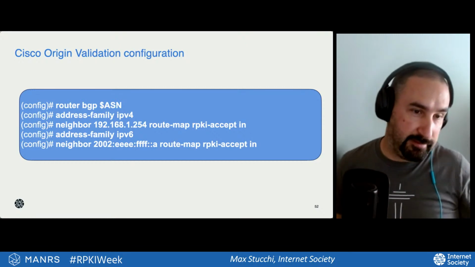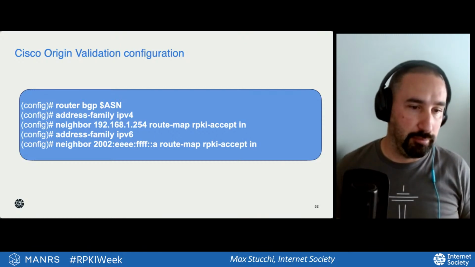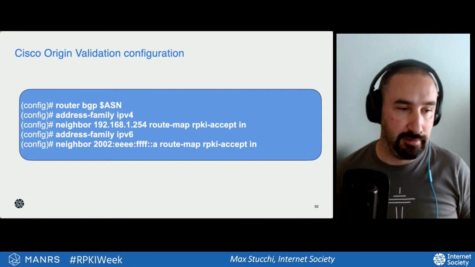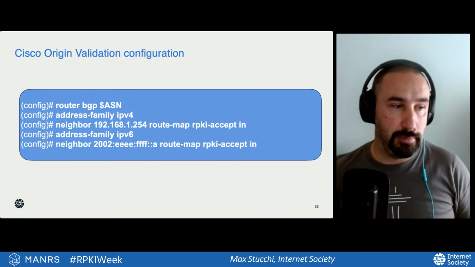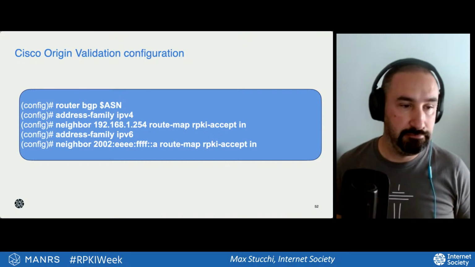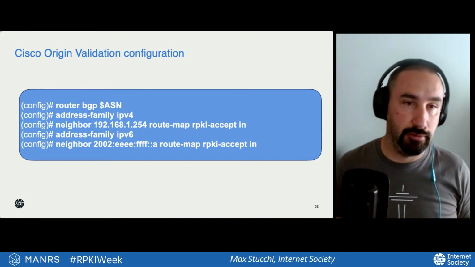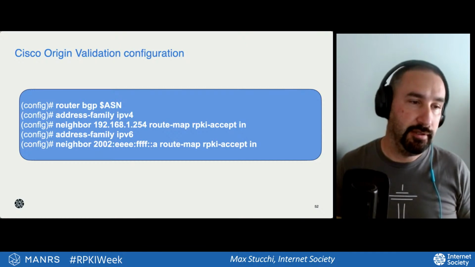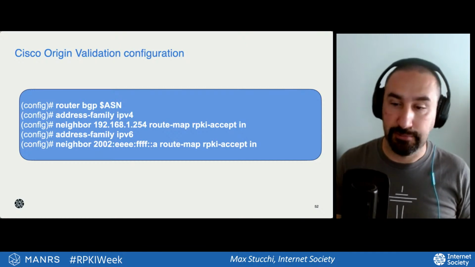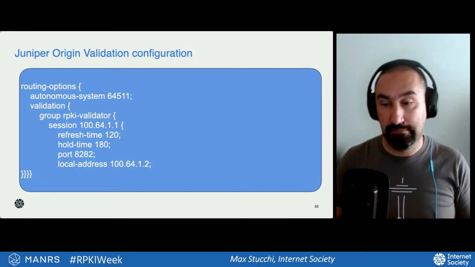Now, I've created the route map. And what I need to do is just apply that route map incoming in the in queue to my neighbors, and that's it. And once I do this, I just have to clear my BGP sessions. Or if I have soft reconfiguration inbound, just apply that, reconfigure the session, and then my invalids will be discarded. With Juniper, the configuration is similar.